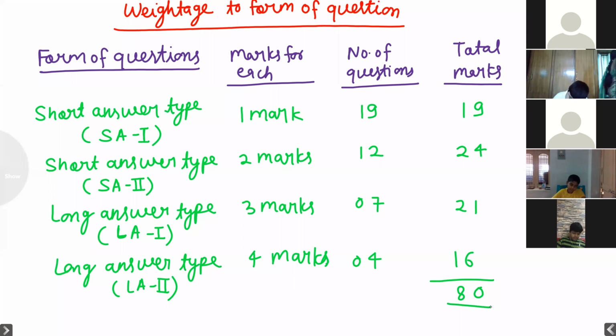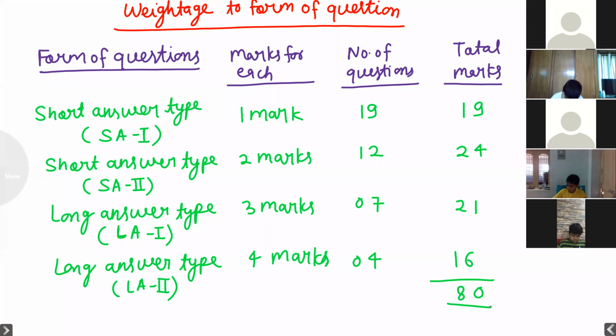Now, in which section, how many marks questions will come? Listen carefully, everyone. 1 mark questions will come in section A, 2 marks and 3 marks questions will come in section B, and 4 marks questions will come in section C.